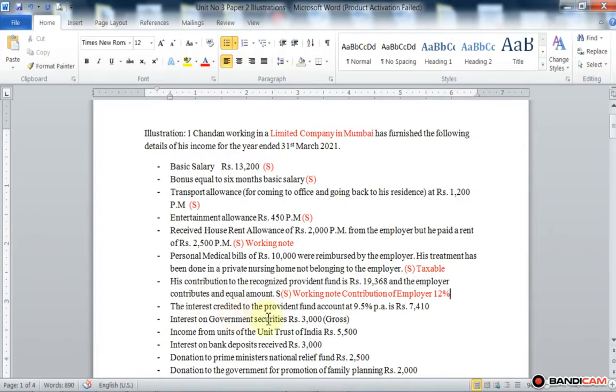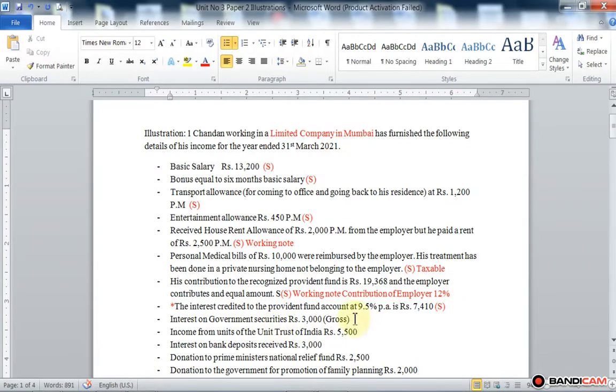Next, the interest credited to provident fund account at 9.5% per annum is rupees 7410. So it is also part of salary, but the interest on provident fund is exempted up to 9.5%. So up to 9.5% it is exempted, and the remaining balance is taxable. But here Chandan received interest on provident fund at 9.5%, so all of it is exempted from tax.